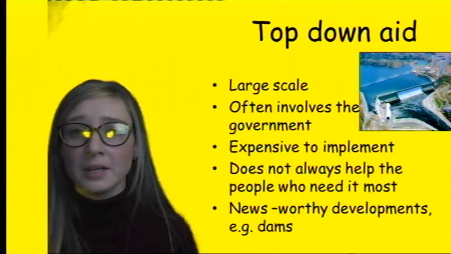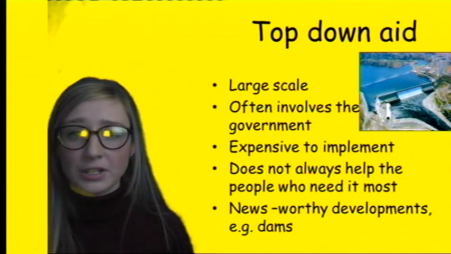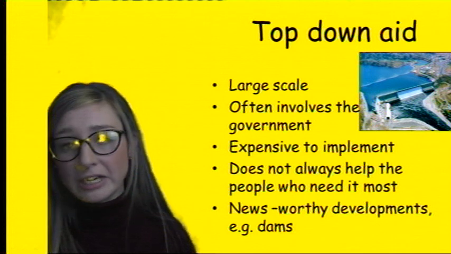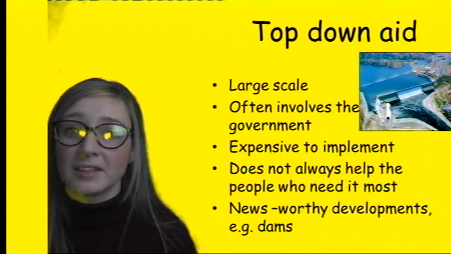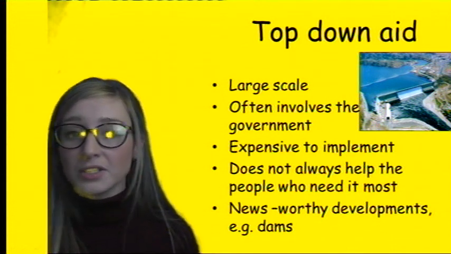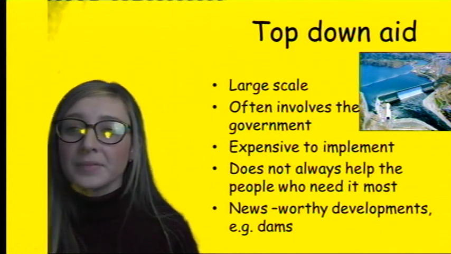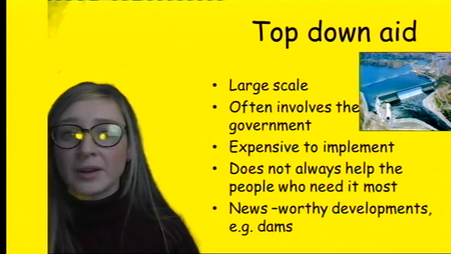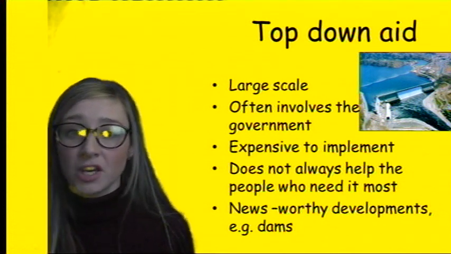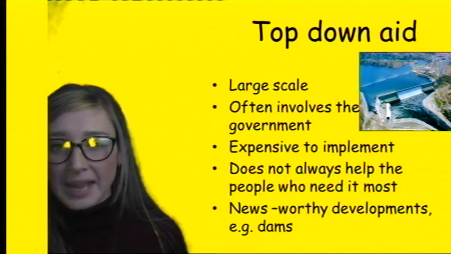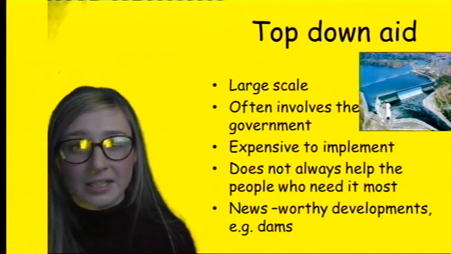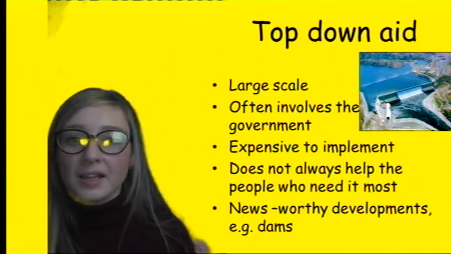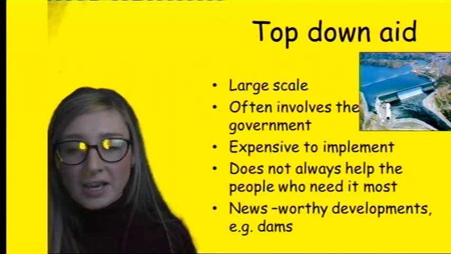For example, the dam that was implemented in China, the Three Gorges Dam, they had to flood a lot of land, which meant the people who lived there had to be relocated, and they weren't involved in the jobs that were used to build the dam, so they didn't really benefit from it that much. And they're often newsworthy developments. So for example, the Three Gorges Dam in China was a huge media attraction, which meant that the country got a lot of media attention, but again wasn't helping those people who really needed it the most in the local areas. So this has been a quick stop of aid and development.